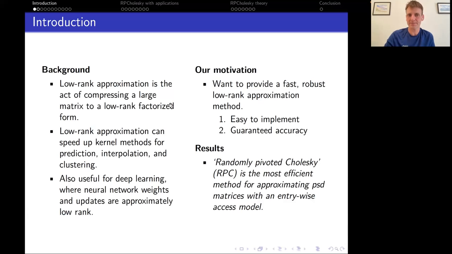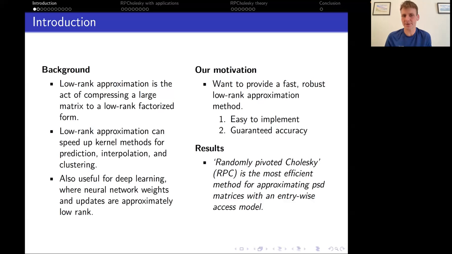Low-rank approximation is defined as the act of compressing a large matrix, think 1,000,000 by 1,000,000, to a low-rank factorized form, think rank 100 or rank 1,000. It is useful because it has a lot of applications. It can speed up kernel methods, which are used for prediction, interpolation, and clustering.